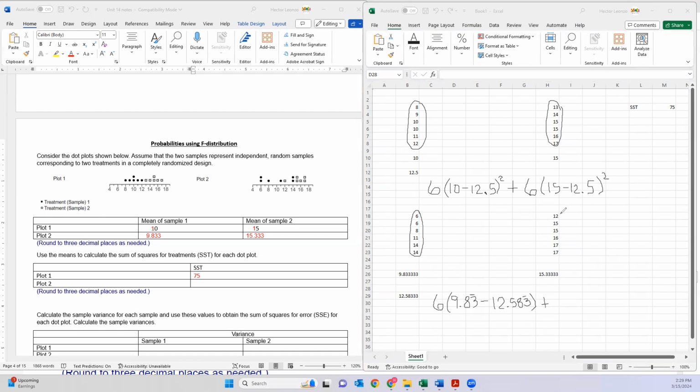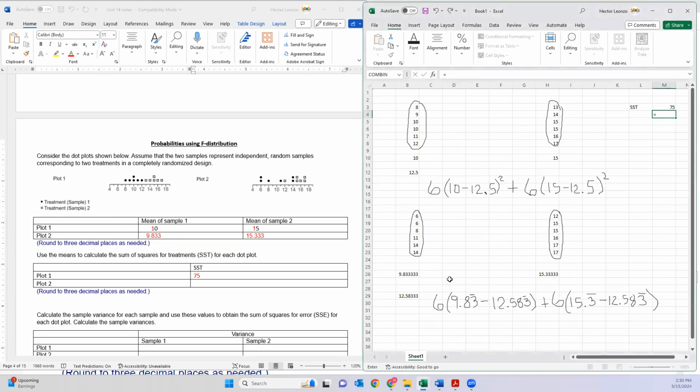Now I see on plot 2, sample 2, there are 6 numbers. So I'm going to put a 6. And then the average of those numbers is 15 point and a bunch of threes, minus this number, 12.58 and a bunch of threes. Okay, so I'm going to do it up here.